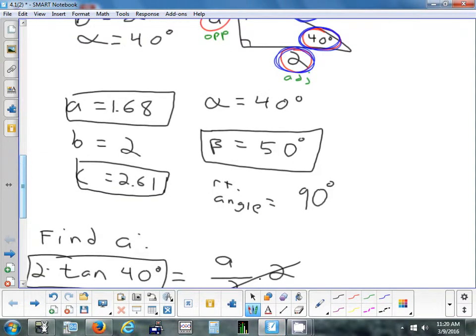A few things you can check for just to make sure your answers don't have anything that really stands out that's wrong with them. The biggest side should always be across from the biggest angle. The smallest side should always be across from the smallest angle. If that doesn't happen, something went wrong.